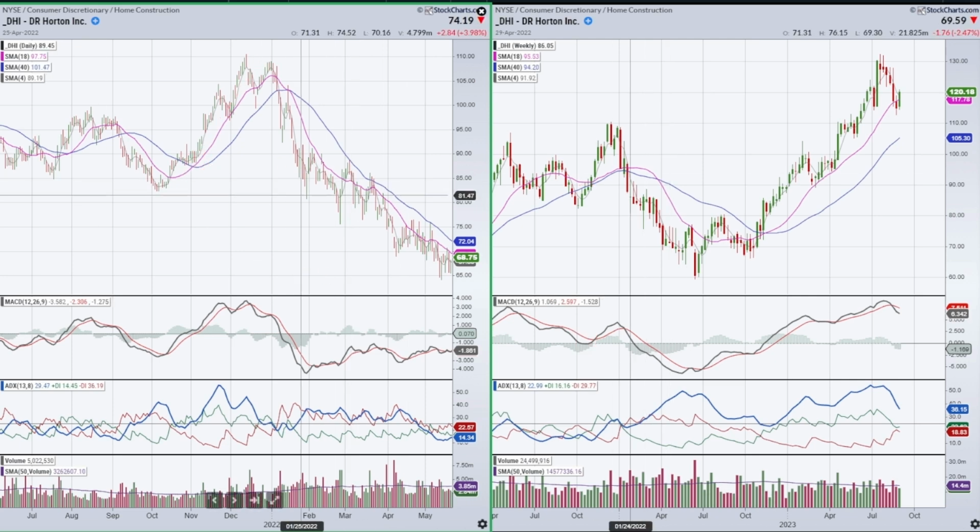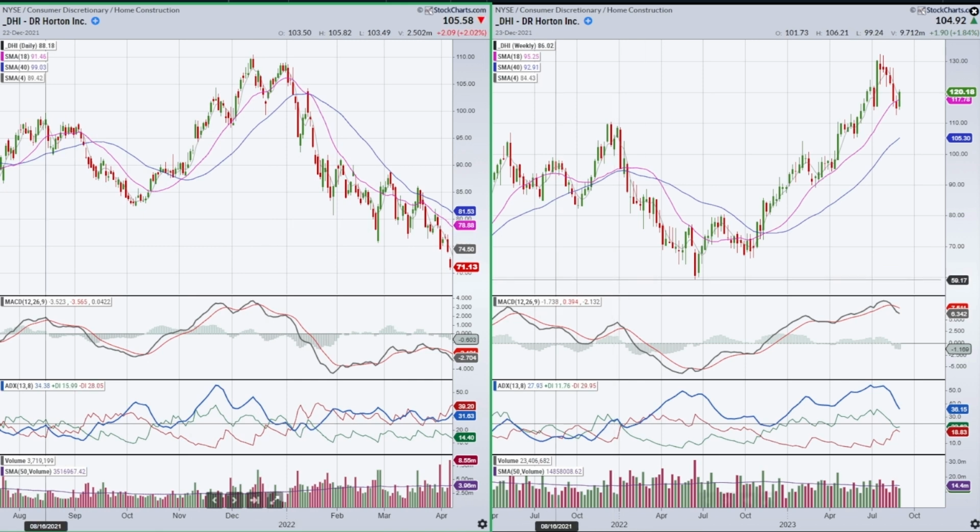So start to understand how to use the zero line in your favor, especially in multiple time frames. All right, let's go ahead and move on to the individual symbols.